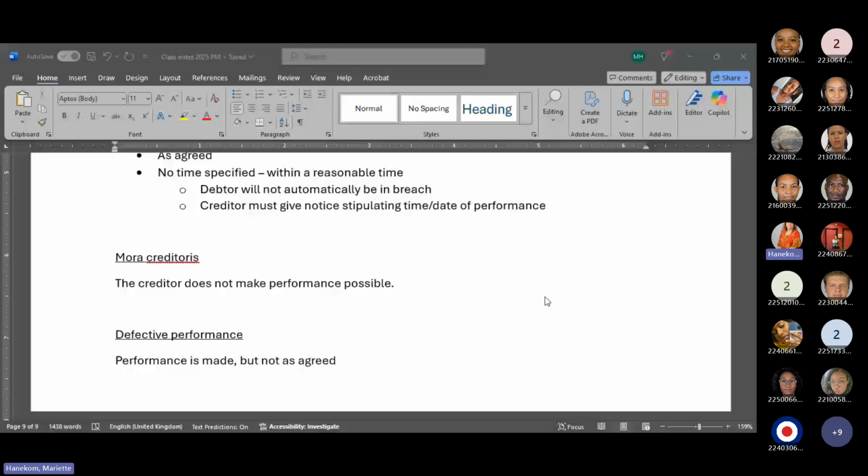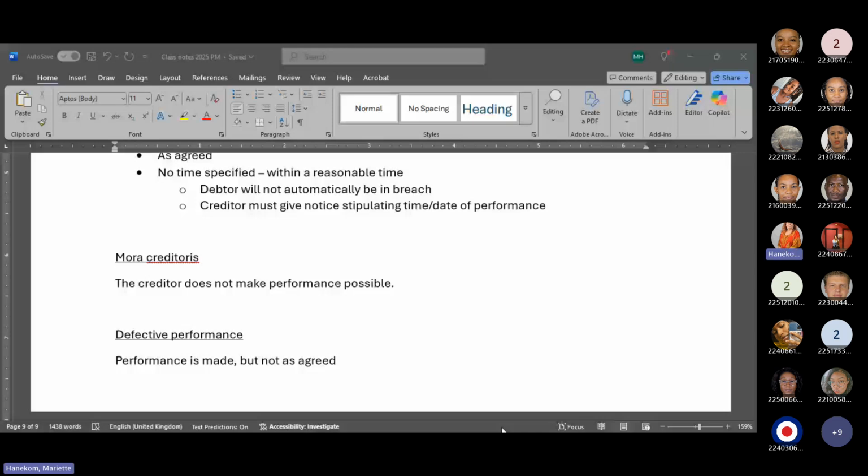With regard to defective performance, you paid, but you didn't pay the full amount. Or he delivered, but he delivered a broken phone. So it's still breach of contract. It's just classified differently. It will be defective performance, not performing as required in terms of the agreement. Is everybody with me? Any questions?